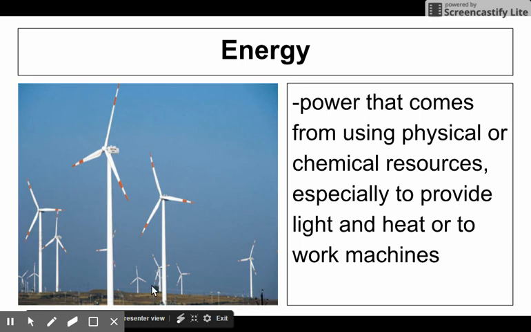Energy. These are windmills, and you might have seen windmills like this if you were traveling. They generate energy. Energy is power that comes from using physical or chemical resources.